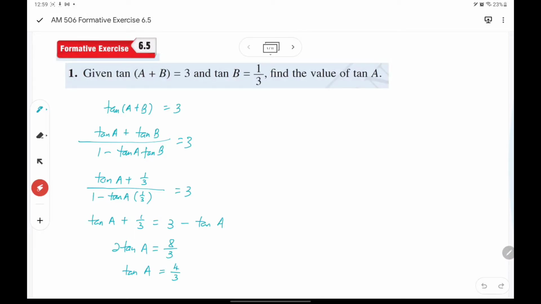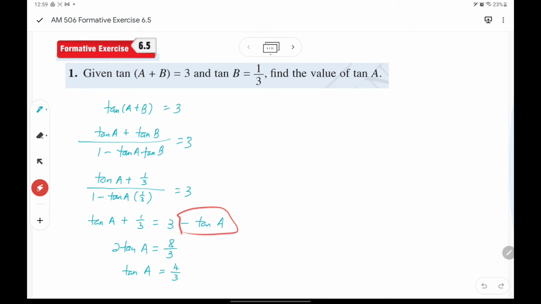Number 1. Given tangent A plus B equals 3 and tangent B equals 1 over 3, find the value of tangent A. From tangent A plus B equals 3, we expand the tangent with the addition formula: tangent A plus tangent B over 1 minus tangent A tangent B equals 3. So we replace tangent B by 1 over 3, and we move the denominator to the right hand side to times with 3. So we get tangent A plus 1 over 3 equals 3 minus tangent A.